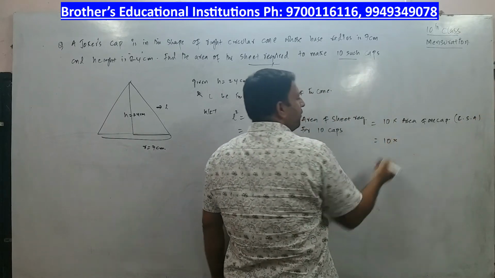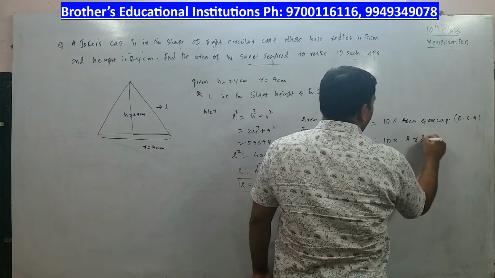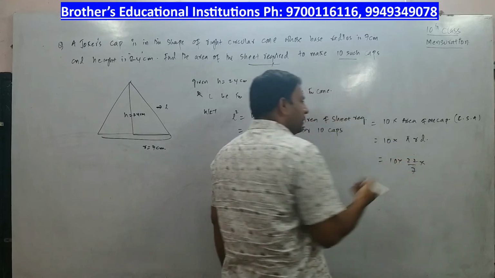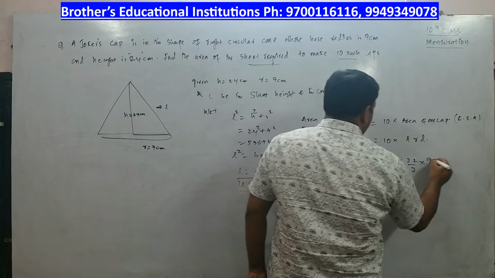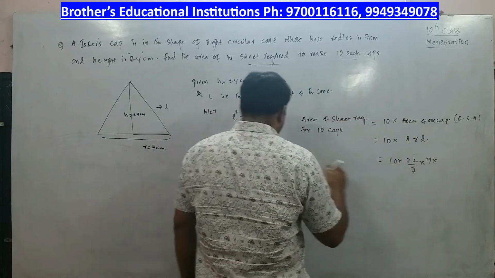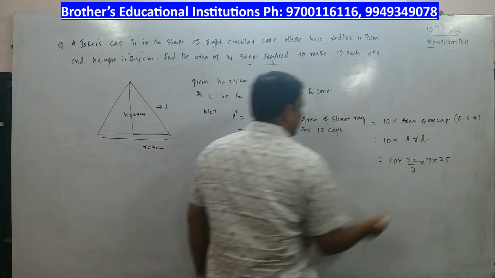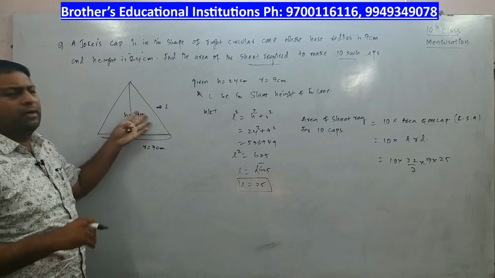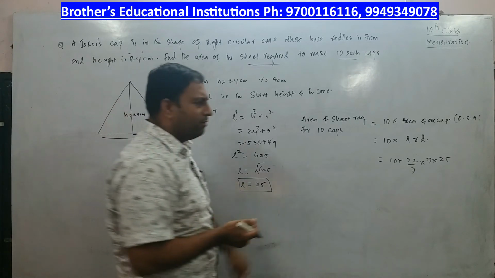Now what is the formula for the curved surface area of a cone? It is pi r l. So it is 10 into pi, which is 22 upon 7, into what is the base radius? Base radius is 7, into what is l? L is the slant height. Just now we got the slant height as 25. See, make sure that whenever 2 dimensions are given, always try to find the third dimension. That means all the dimensions you should have, then only problem solving will be very easy.